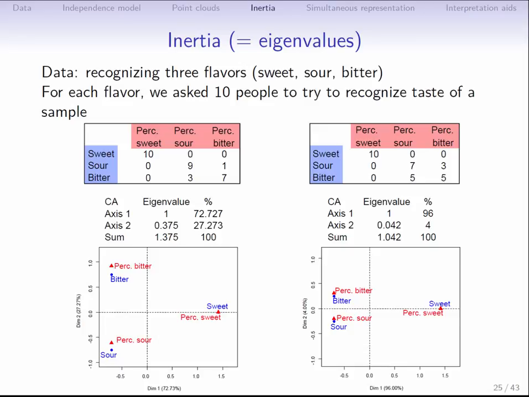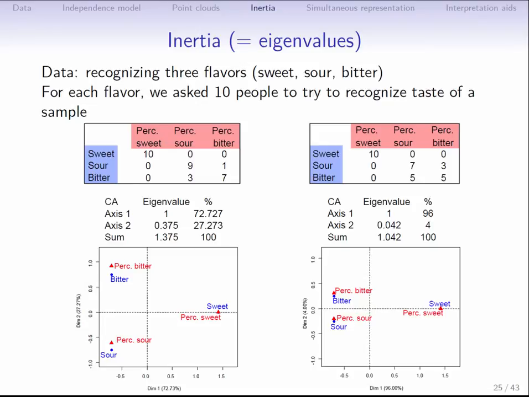Let's now look at another data table in which the confusion between the categories is increased. That is, this time sour was only perceived as such 7 times instead of 9. And bitterness was only correctly detected 5 times. Still, sweetness was always correctly detected, and nothing else was perceived as sweetness. So how does this affect the math?